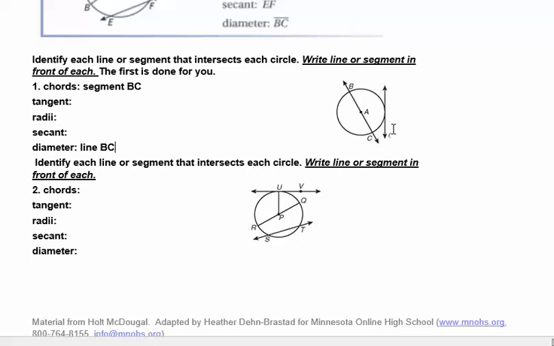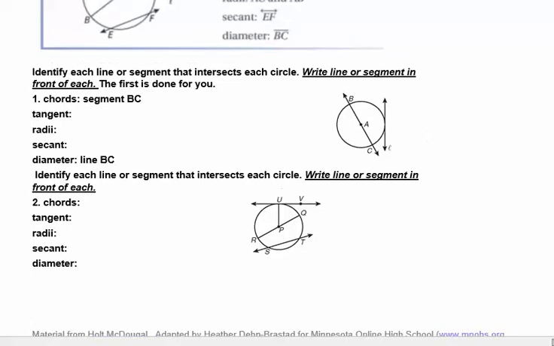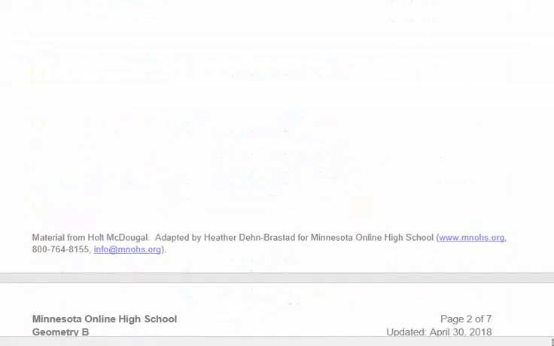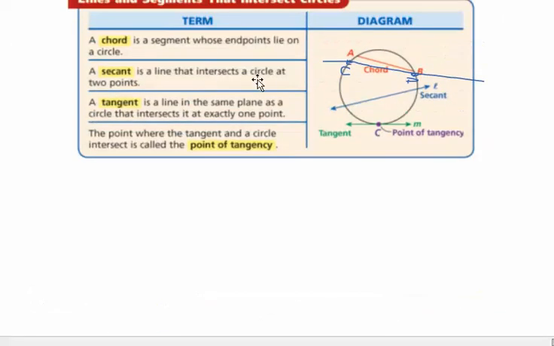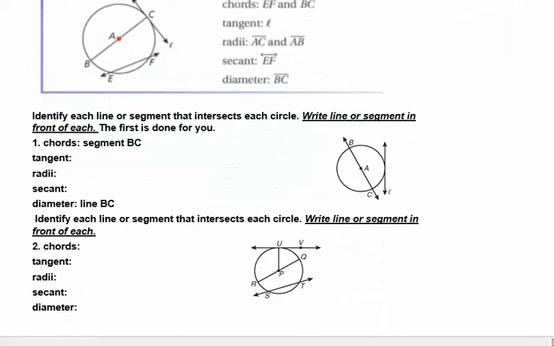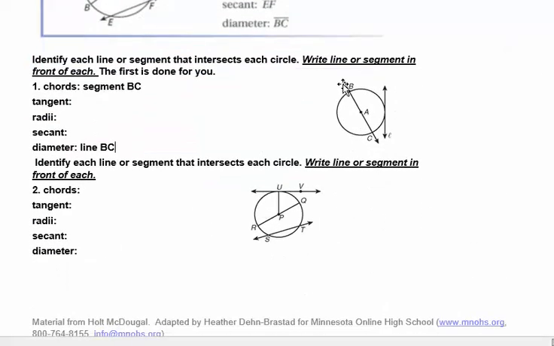This is tangent L, that's a cursive L there. There's 2 radii, like I said, and a secant is, let's look at the definition again. A secant is a line that intersects a circle at 2 points. So we get to use line BC again for this one because it is a secant and a diameter. So one line can be several things within your problem.